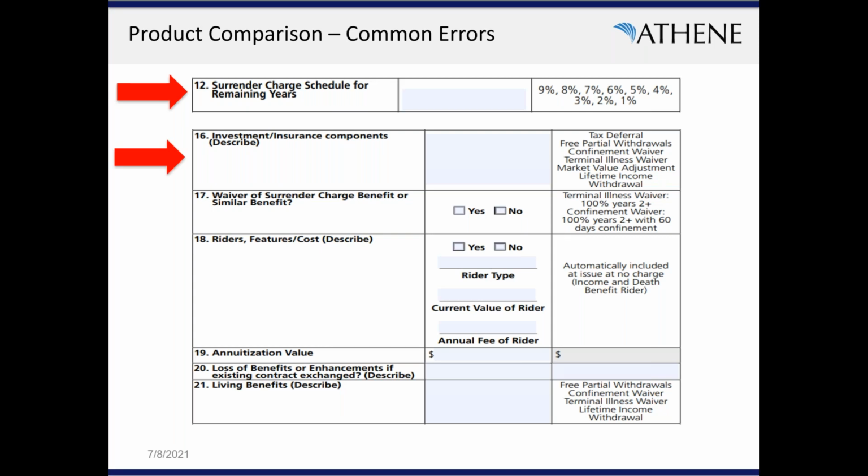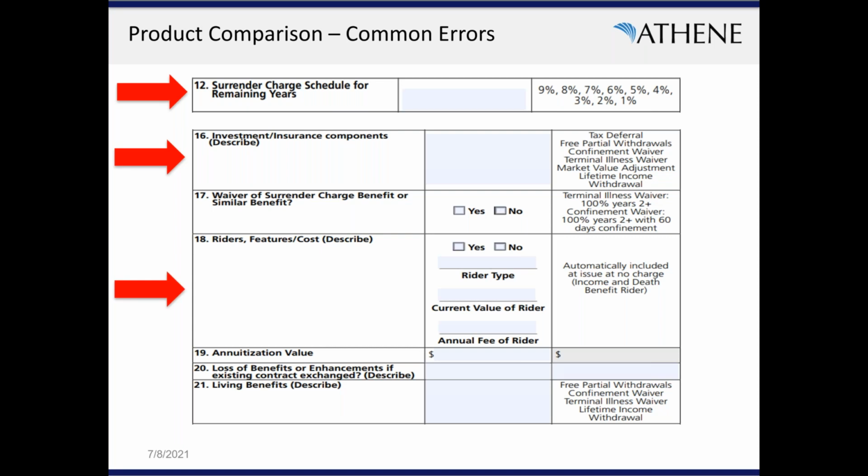Question 16 is one of the questions that causes probably some of the most NIGOs, so we want to walk through it. Investment insurance components, and then describe. Here's what we're looking for. We have pre-filled the Athene side with an example. Things like tax deferral, free partial withdrawals, confinement waiver, terminal illness waiver, market value adjustment, lifetime income withdrawal, those types of things. A lot of times what we see producers put in on question 16 is fixed index. Well, fixed index is not the type of component that the state of Florida is looking for. That's why we've given you the examples on the Athene side to follow.